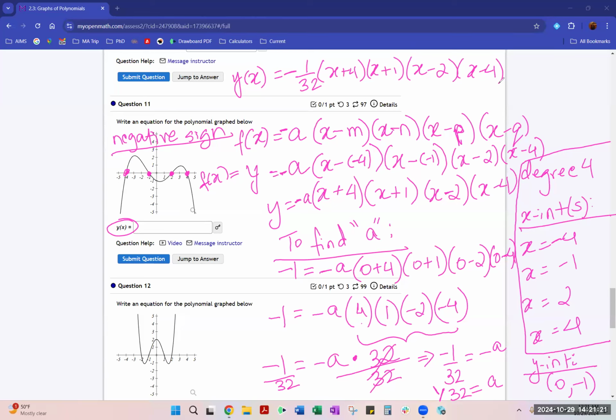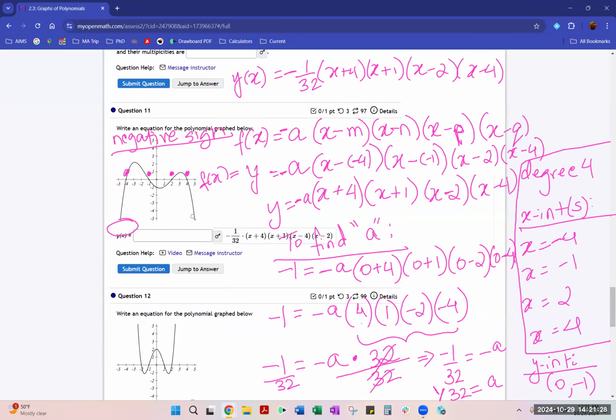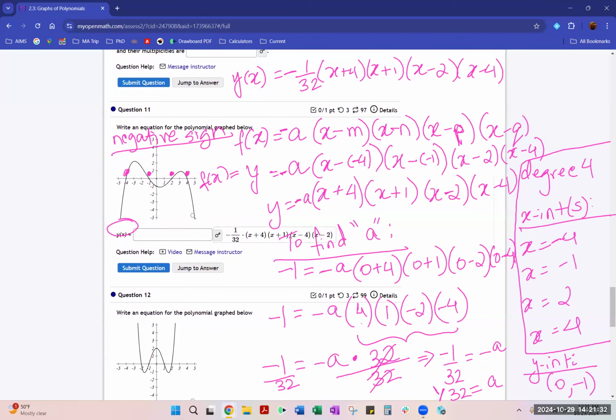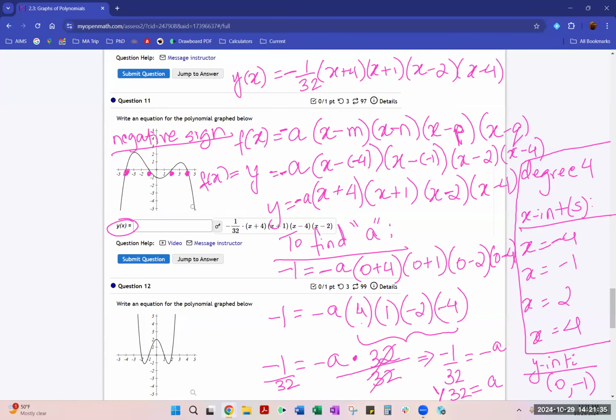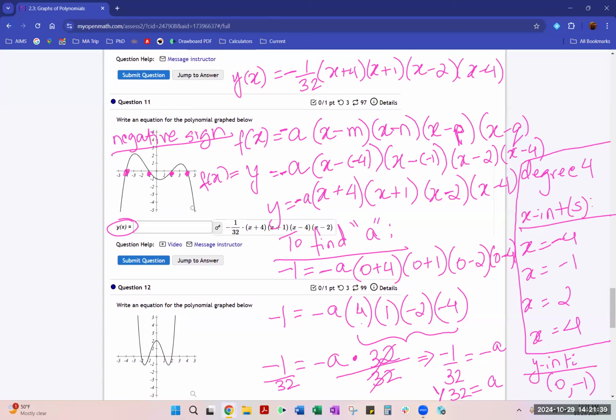Since I'm in teacher mode, I can actually show you the solution here. I might have to navigate that a little bit, but you can see we have the negative 1/32 in the beginning. And then you have x plus 4, x plus 1, x minus 4, and x minus 2. So that is how you would come up with your equation when you are given the graph of this function. So take a look at this. Let me know if you have any questions and if you need any further explanation.